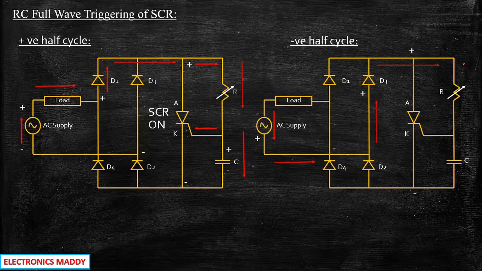Consequently, the current flows through this path. The capacitor again starts charging with polarity plus and minus, and once it reaches the gate voltage to be supplied to the gate terminal of the SCR, the current starts flowing through this path and the SCR turns on. Once the SCR turns on, what will happen? The capacitor voltage will clamp to 0 because this will act as a short circuit, isn't it? The voltage between these two points will be equal to 0 because they are connected in parallel between the gate and cathode terminals, and that is why the capacitor voltage will go to 0.